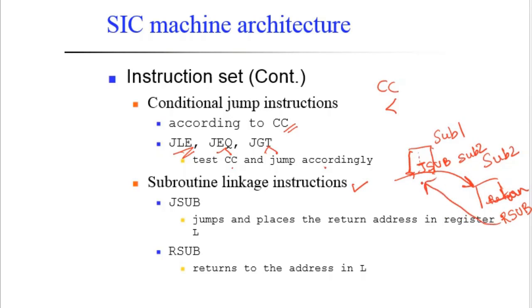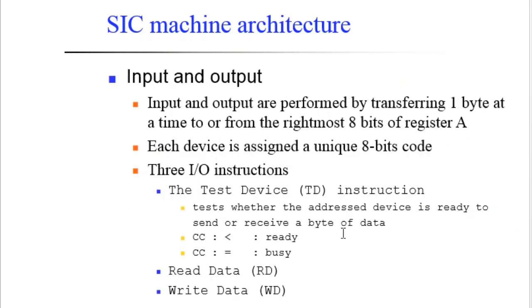Where it needs to return, it will remember the return address in the linkage register before it performs the J SUB, right? So J SUB jumps and places the return address in register L. What does RSUB do? It returns to the address in L. So these are the various types of instructions available in our SIC machine.